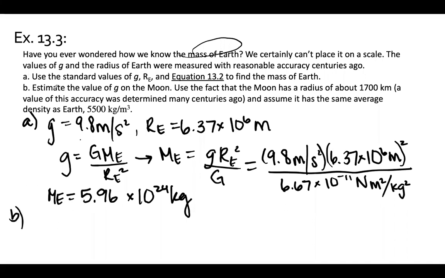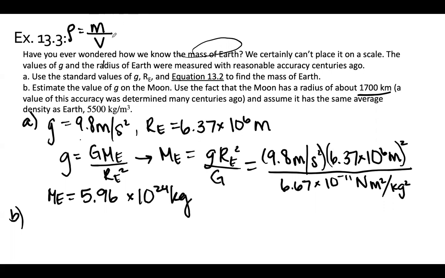Now going to the second part, it states: estimate the value of g on the moon. Use the fact that the moon has a radius of about 1,700 kilometers and assume it has the same average density as Earth. Let me make some side notes up here. Density, remember, I don't know if we have talked about it much, if any, is going to be mass over volume, my bad, volume, not velocity.